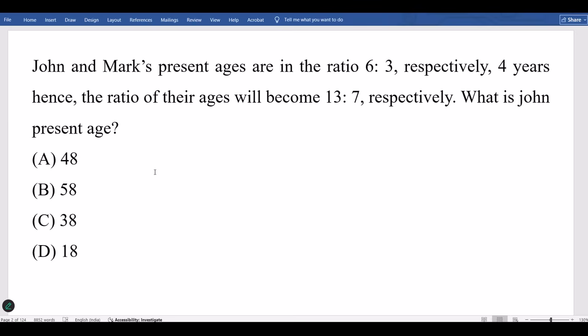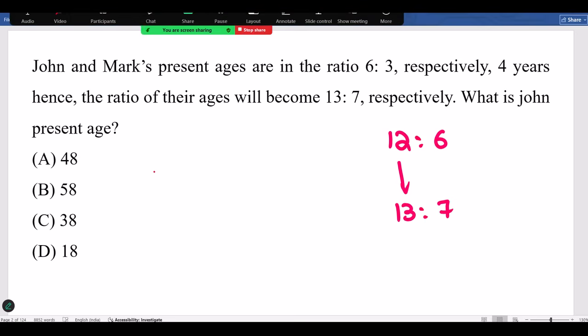Present age ratio is 6 is to 3. After 4 years it will become 13 is to 7, sorry. So one shortcut: the 6 is to 3 can be written as 12 is to 6. Here it is 13 is to 7. Now here the ratio increased by 1, but actually the age is increased by 4.